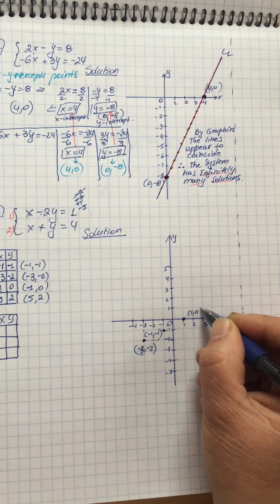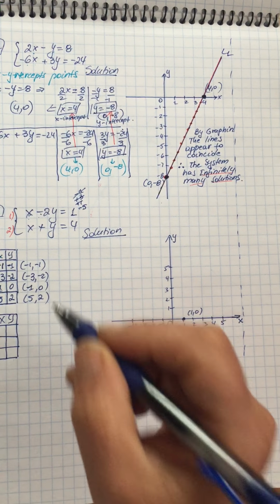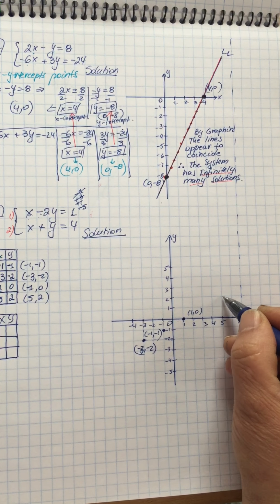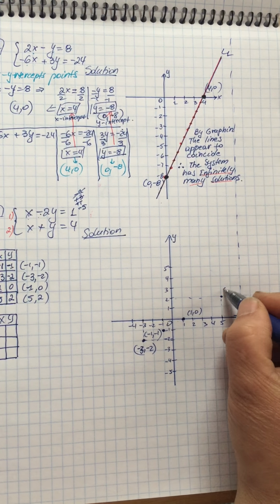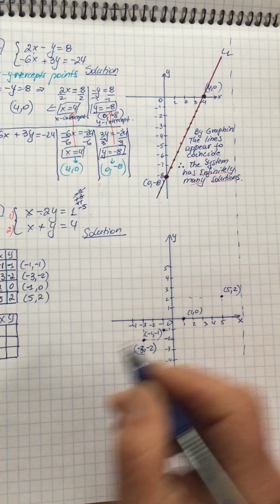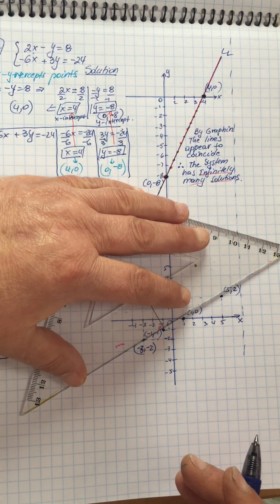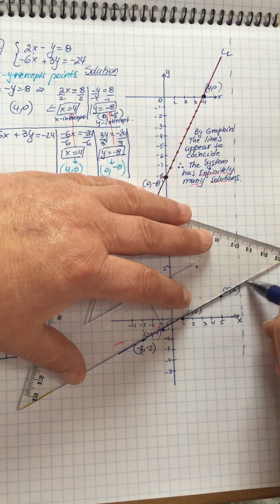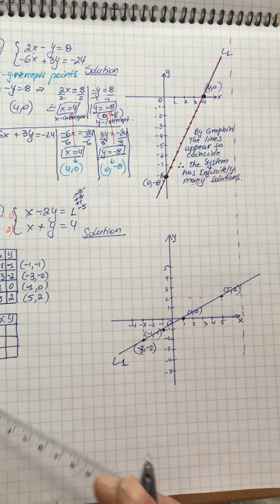So 1, 0. Really, I don't need another point, but let me do this. 5, x is 5 and y is 2. So I have the point 5, 2. So I have 4 points. Let me connect these 4 points with a line. And I have the graph of the first equation. So let's call this L1.